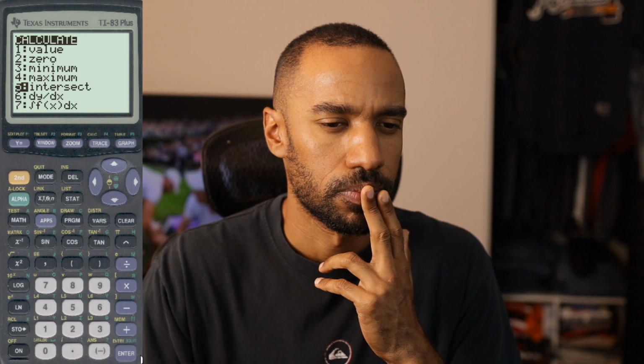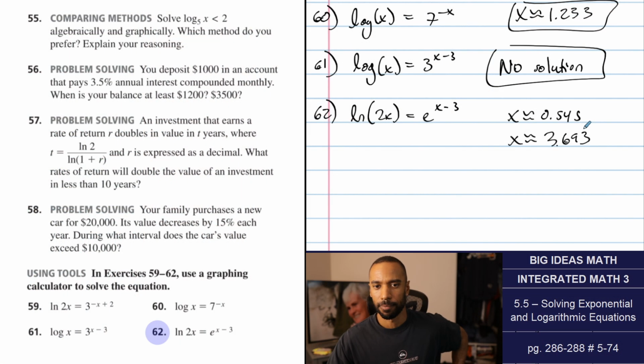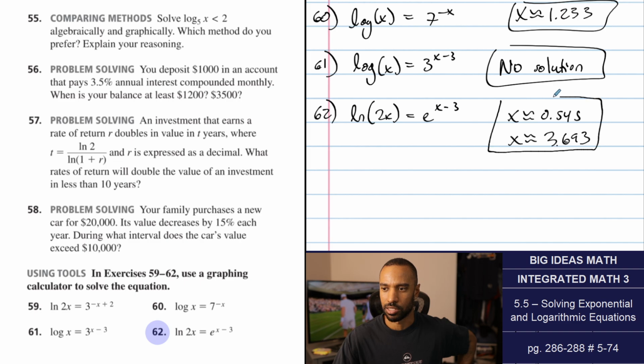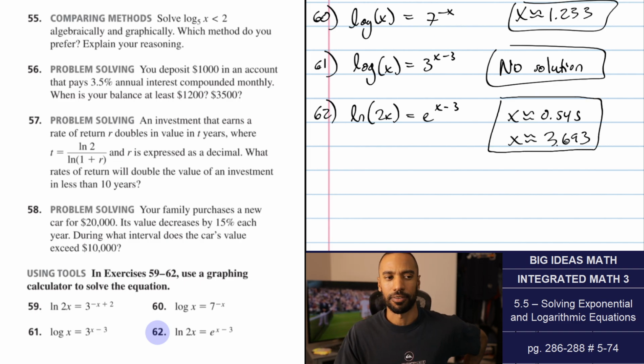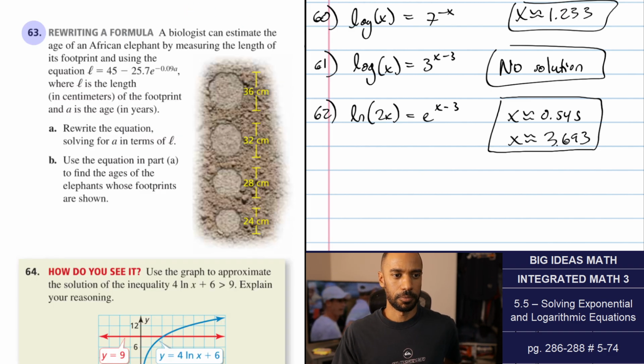Intersect. First curve, second curve, and when I guess here, I've got to get closer to the other solution. So I've got to go around here, and then it's going to find the other one. So the other one's going to be about 3.693. So two solutions that time. Kind of what I expected, because the last two got a little tricky. All right, so that's solving by graphing. Solving using the graphing calculator.